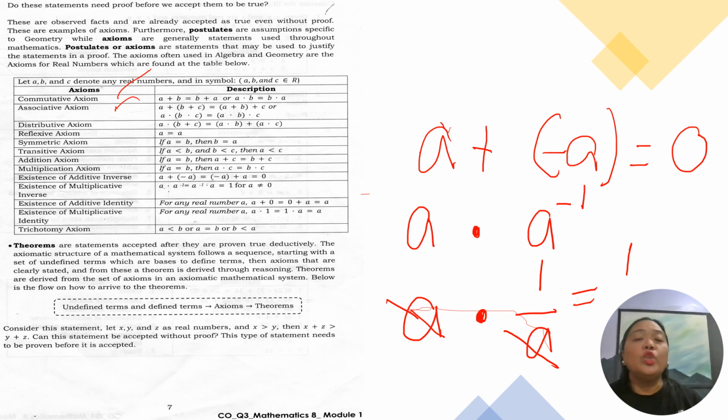And the last one is the trichotomy axiom. The trichotomy axiom says that A is less than B, or A is equal to B, or B is less than A. By trichotomy, A is less than B, or A is equal to B, or B is less than A. So these are the different axioms that we need to use in order to prove a certain theorem or statement.